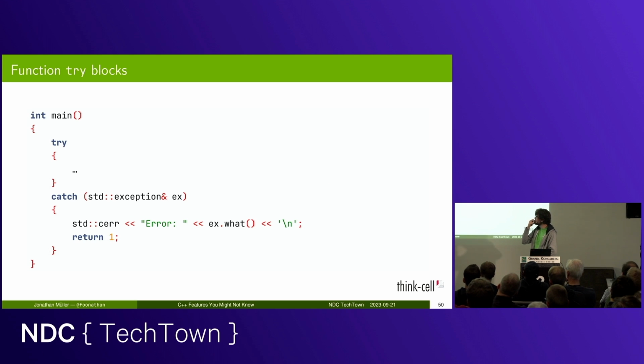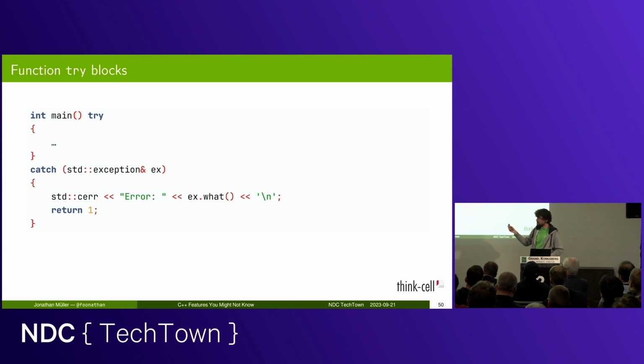So we've got a main function. A main function has a try catch. And this is a common pattern. You have some code, and then you want to catch an exception and log an error. You can write it a bit more compactly using a function try block. So essentially, you get rid of the outer braces, and just write it like so.